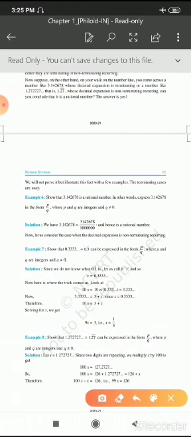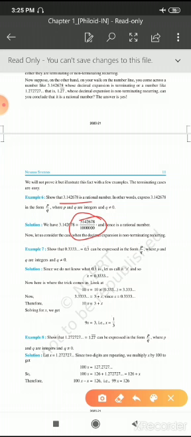Example 6. Show that 3.142678 is a rational number. In other words, express 3.142678 in the form of p by q. How can you express a decimal number as a rational number? By removing the decimal point and writing zeros in the denominator. How many zeros? The number of decimal places. How many decimal places are there? 1, 2, 3, 4, 5, 6 decimal places. So we have to include 6 zeros in the denominator. So it is in the form of p by q, so it is a rational number.